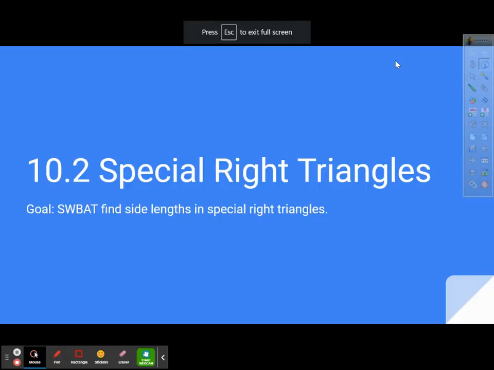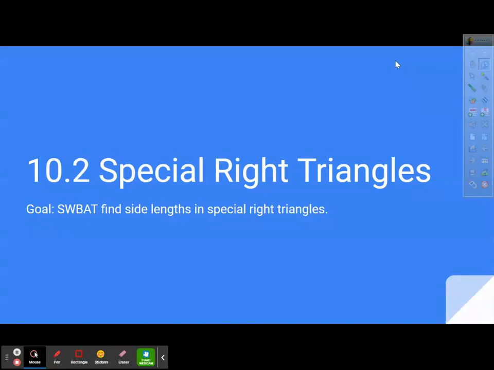Alright, 10.2, special right triangles. It says students will be able to find side lengths in special right triangles. So what this does is it just shows us a shortcut on how to find a side length instead of having to go through all the work of using the Pythagorean theorem. You can use these shortcuts, but it only works with special right triangles. And there are 2 types of special right triangles. Also, if you have these special right triangles memorized, it makes trig a lot easier, and we'll be getting into trig in the next section.